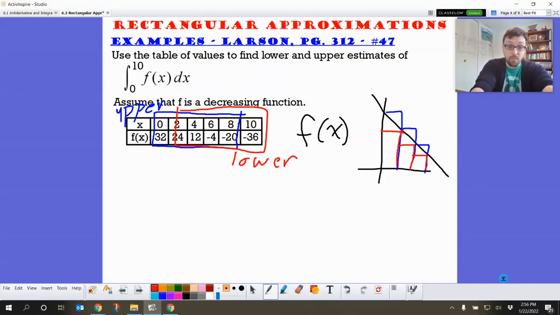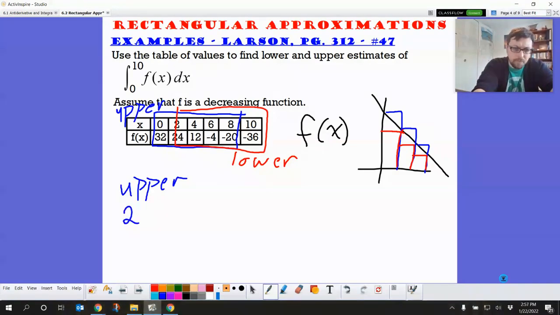We would take a look at what our width is. So I'm going to start with upper this time. So how far apart are all of those? So let's go 0, 2, 4, 6, 8, 10. So the width in between, the width of all those rectangles, I keep saying triangles, is 2. And then we just need to add up all of these y values.